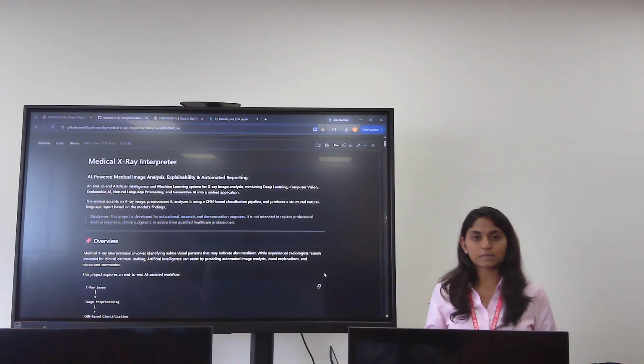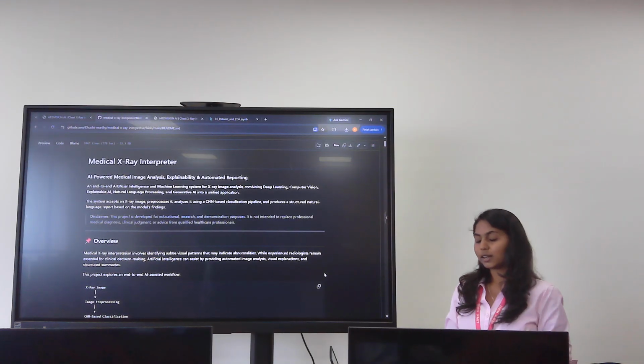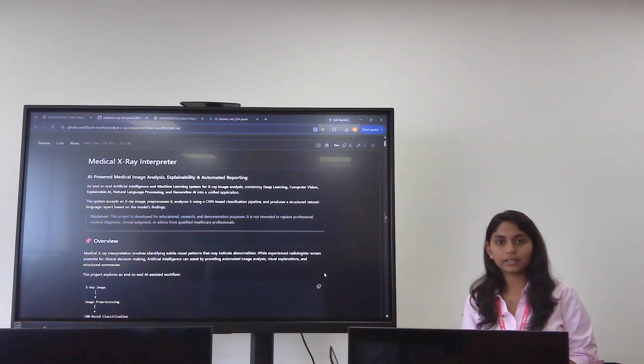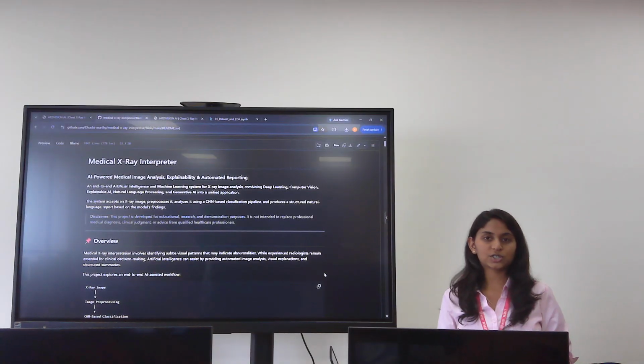Under the Samsung Innovation Campus, I've built a capstone project. I had the topic medical X-ray interpreter, and my model is MedVision AI.